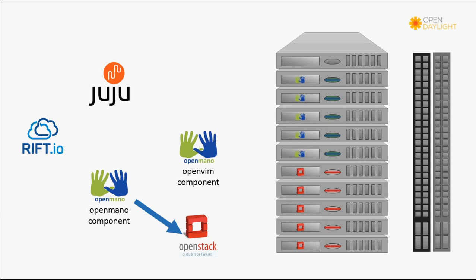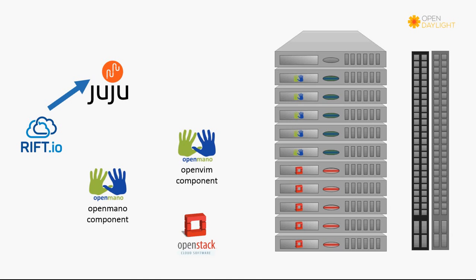Now Open MANO, instead of telling OpenVIM, tells OpenStack to deploy the IMS. And the OpenStack controller attaches to the compute node that will be the host for the IMS. In the same way that happened before, the Launchpad requests Open MANO the IPs that were assigned to the deployed elements. In this case, it was only one element, the IMS. And then provides this information to UJU, so it's inserted in the running charm.